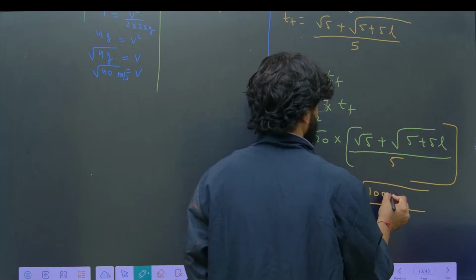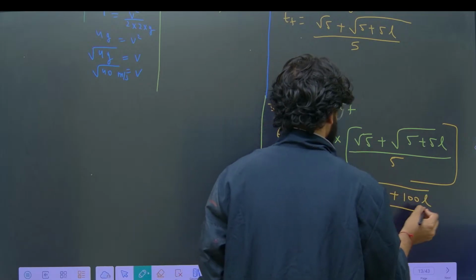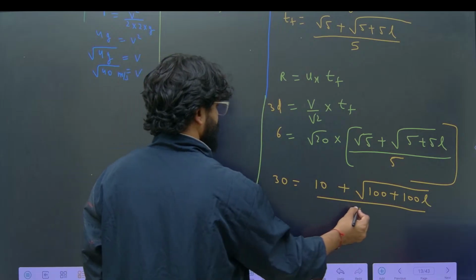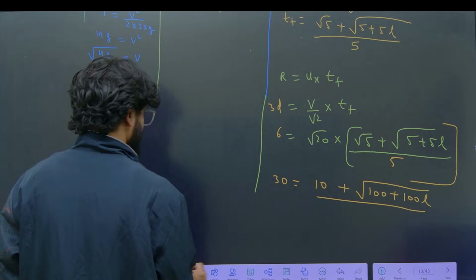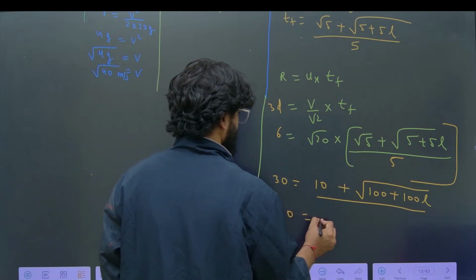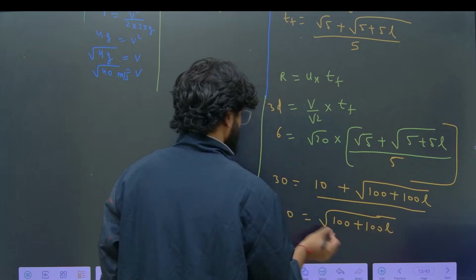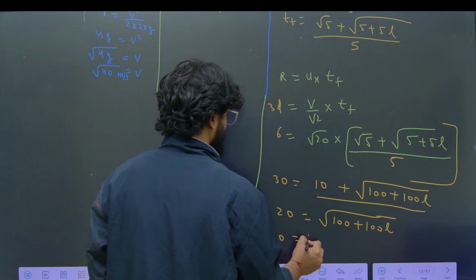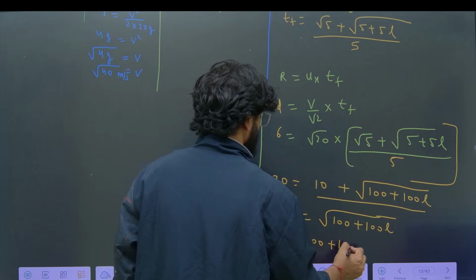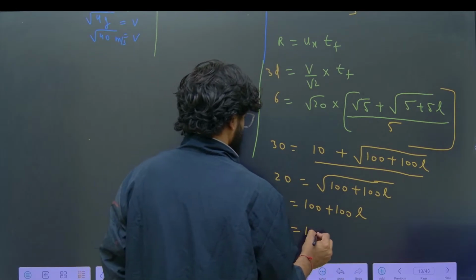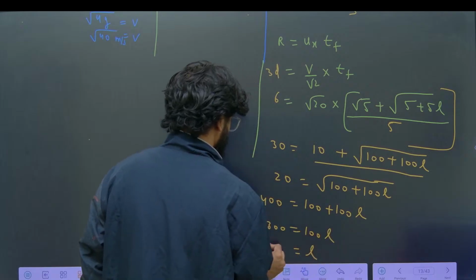Plus 5L, ठीक है. 5 we have already made it over here. So 20 equals to, square it, 400 equals to 100 plus 100L, 300 equals to 100L. So L will come out as 3 meter.